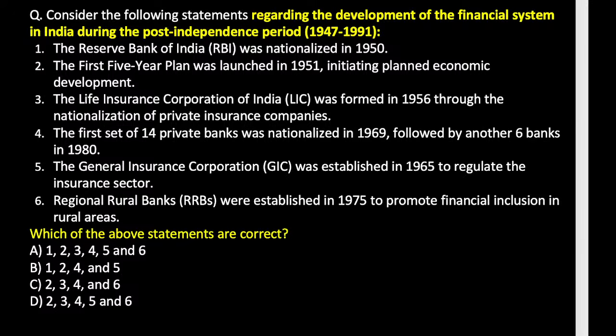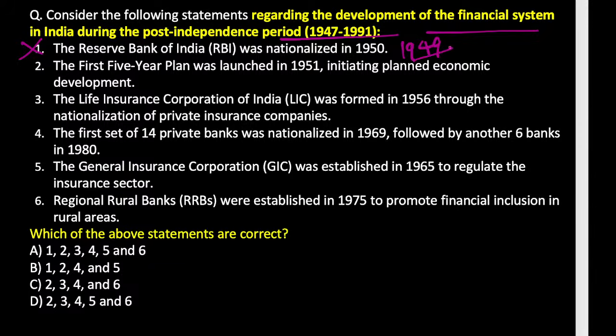So next question on your screen. Consider the following statements regarding the development of the financial system in India during the post-independence period, 1947 to 1991. Easy one, I guess. So the first statement is clearly wrong. RBI got nationalized on 1st of January 1949.